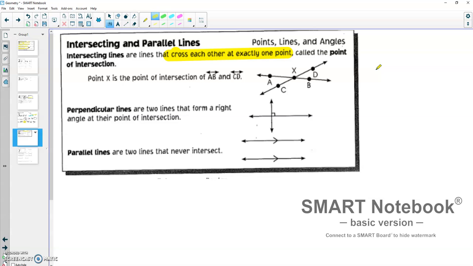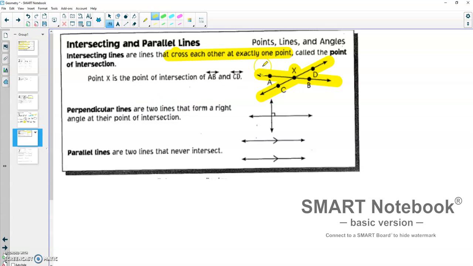In math, it's just any two lines that cross. You see right here, AB crosses with CD. They kind of make an X. Okay, so they're crossing at a point called X, and point X is the intersection. That's where the two lines meet.